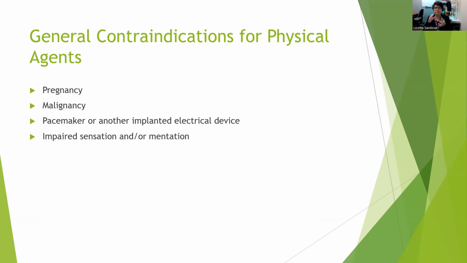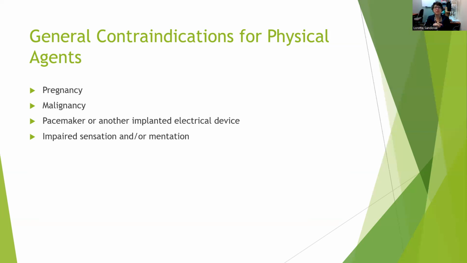Malignancy is another general contraindication. There are modalities that we use that can affect tissue healing by increasing angiogenesis, and we know that that's already increased with cancer, and so we don't want to add to that. Some of the mechanical modalities can actually break off pieces of a malignant tumor and help it to spread throughout the body. We don't want to do that either. So we don't want to mess with cancer.